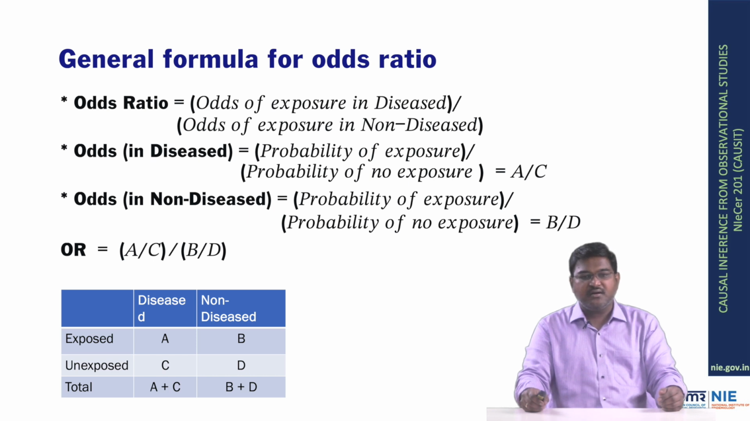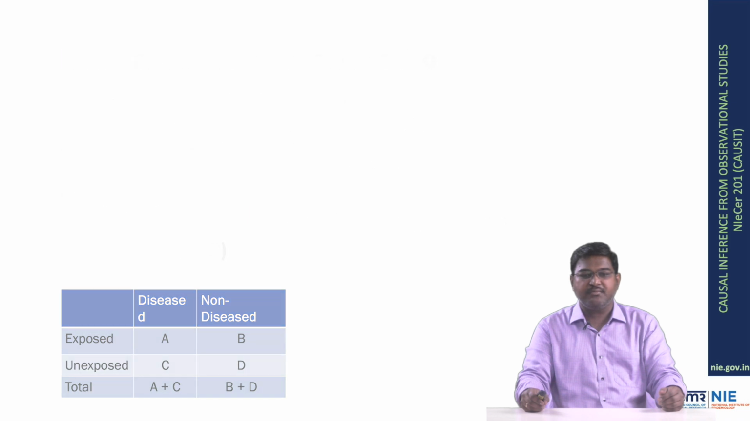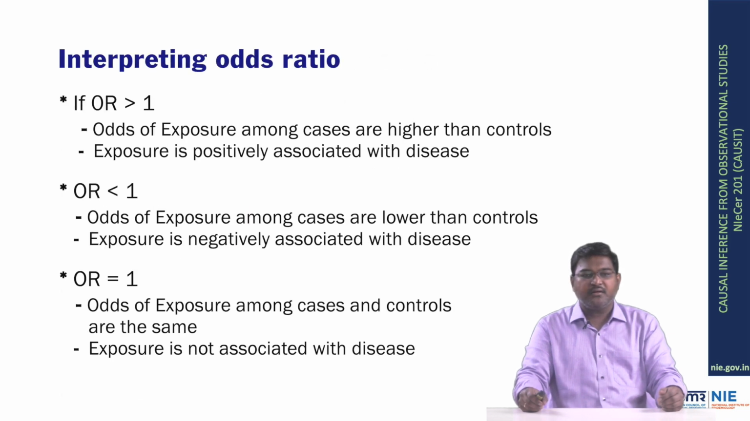Similarly, the odds of exposure in non-diseased will be the probability of exposure in non-diseased divided by the probability of no exposure in non-diseased, which will be B divided by B plus D, the whole thing divided by D divided by B plus D. B plus D and B plus D will cancel out and what we will have is B by D. How to interpret the odds ratio? If the odds ratio is greater than 1, it means the odds of exposure among cases are higher than controls.